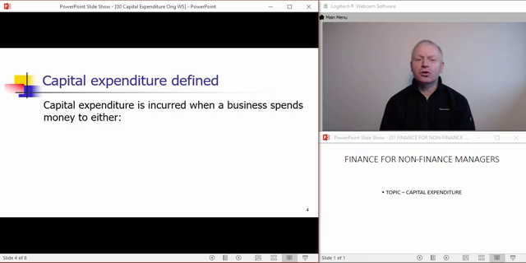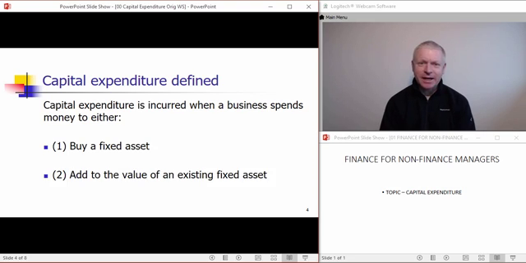So capital expenditure is incurred when a business spends money on either of the two following items. The first one being when they buy a fixed asset, and the second being when they add value to an existing fixed asset. That might be a situation where a business buys a hotel building, let's say for $10 million, and then subsequently decides to put on a $1 million gym to keep their customers trim. So now you've got capital expenditure of $11 million. So it's not just the original purchase.